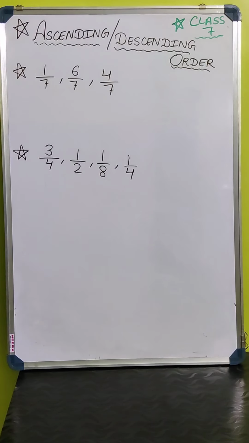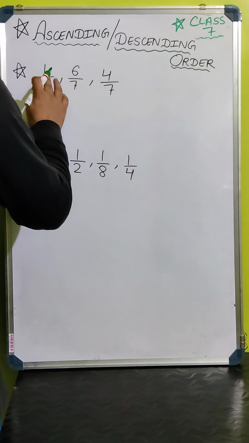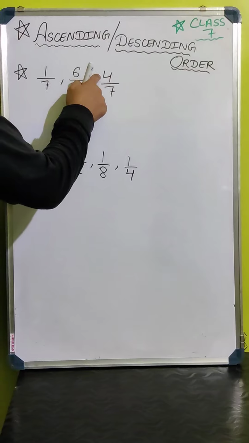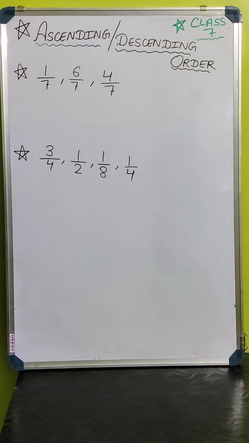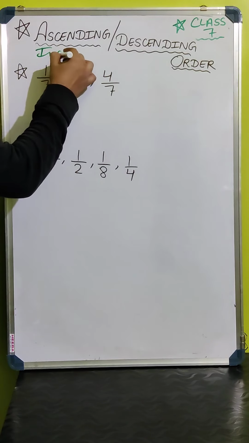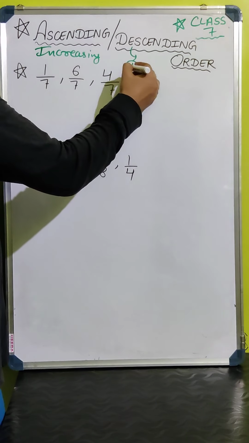Now the next topic is ascending and descending order of fractions. The first example that I have taken is 1 by 7, 6 by 7, 4 by 7. Now what is the meaning of ascending order? That means increasing order, and descending means decreasing order.